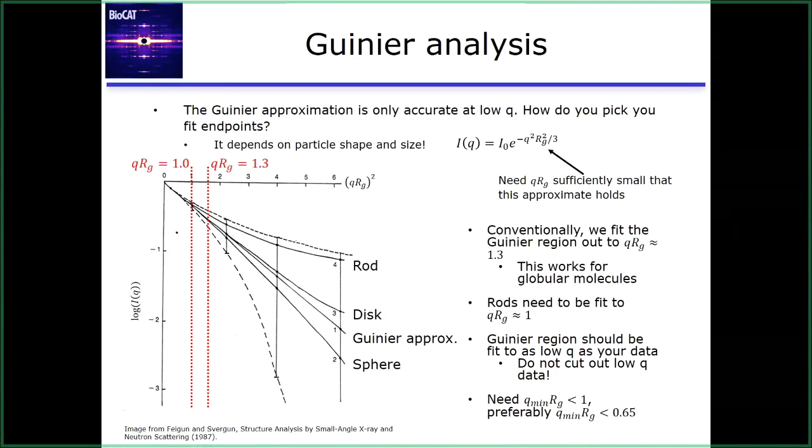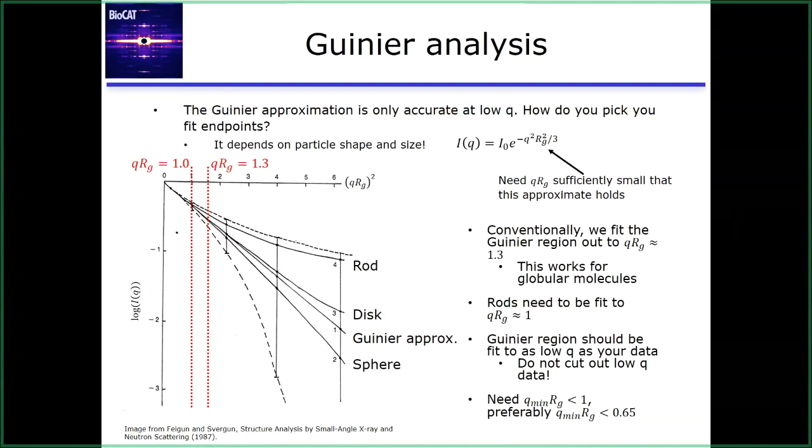And that works for globular molecules. If you look at the sphere and the disk, if you go to 1.3 in QRG, they're still pretty much on top of the Guinier approximation. Technically speaking, I think this threshold was chosen to be no more than 10% deviation of the approximation from the actual profile. But it tends to be the field standard. For globular things, QRG of 1.3.